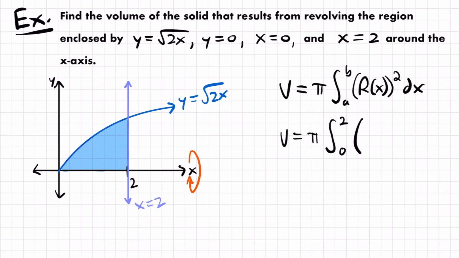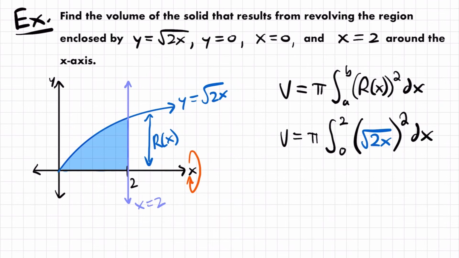Okay? And then we want to figure out what our radius is going to be for this solid. And remember, since we are revolving around the x-axis, the radius is going to be equal to the distance from the x-axis to the top of this region. And in this case, the top of this region is entirely this function, the square root of 2x, right? So this distance right here is r of x, and that is going to be this curve, and so our radius is the square root of 2x. That will be our radius function, and we will square it and then multiply by dx.